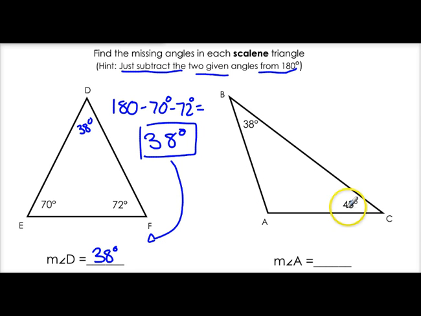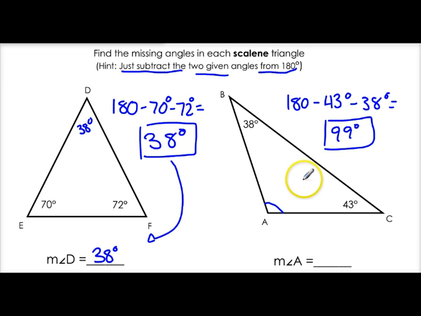If you have two angles given and you want to find the missing angle, in this case it's angle A, we just take 180 and subtract the two given angles from it. You can use a calculator, however you feel comfortable. So this is 180 minus 43 minus 38. That is 99 degrees. So our missing angle is 99 degrees.